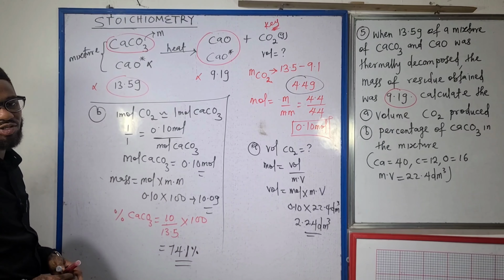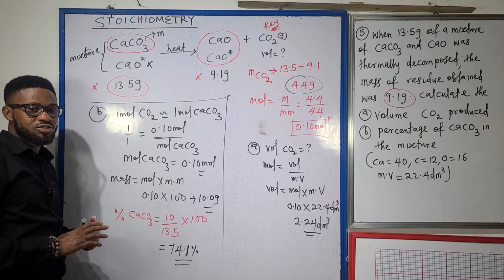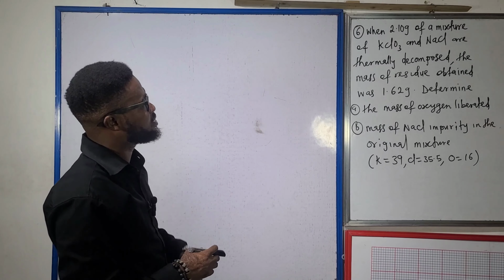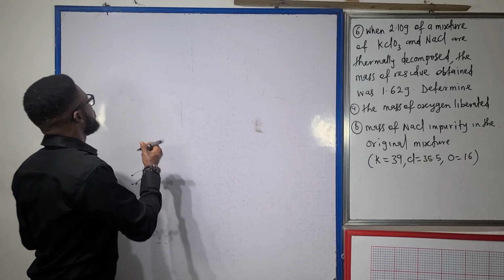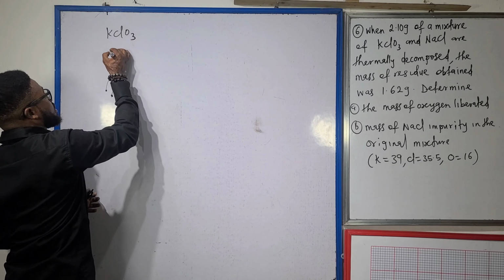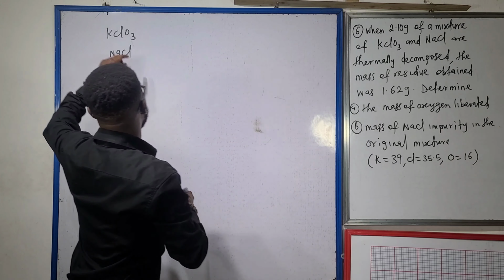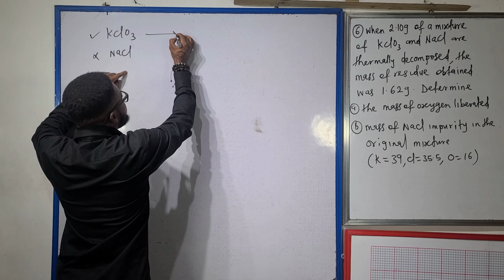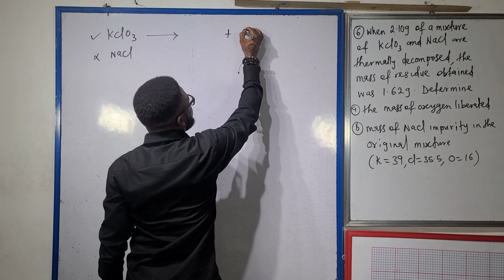No magic in chemistry. It is always pure and direct. Heavenly subject, beautiful subject. So moving on to question 6, we have another question. It says, when 2.10 gram of a mixture of KClO3 and sodium chloride, just like question 5, KClO3 and NaCl, actually no correlation, are thermally decomposed. If we were to decompose thermally, this is what we decompose. This will not decompose. So what we have, KClO3, you are looking at oxygen being liberated.